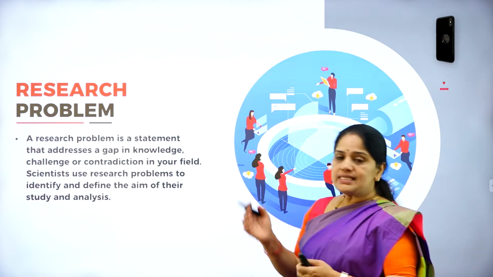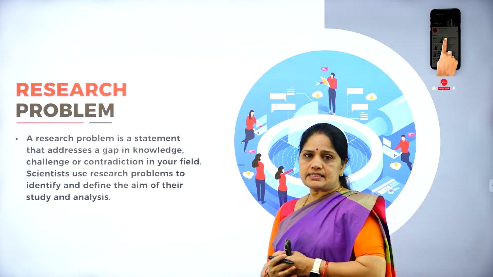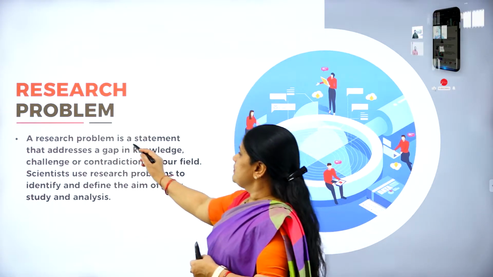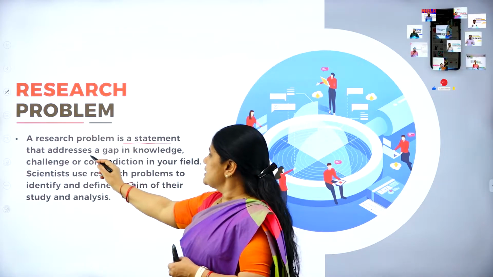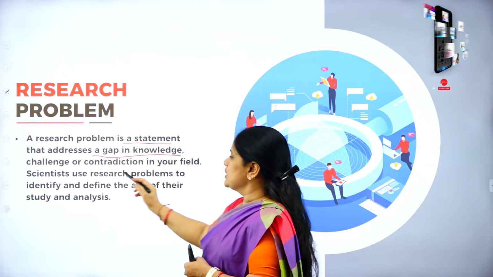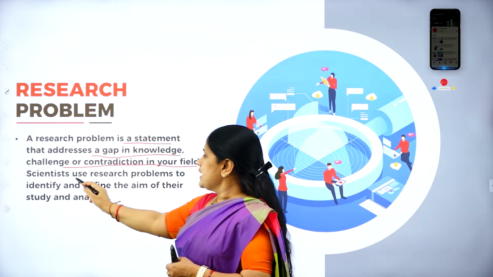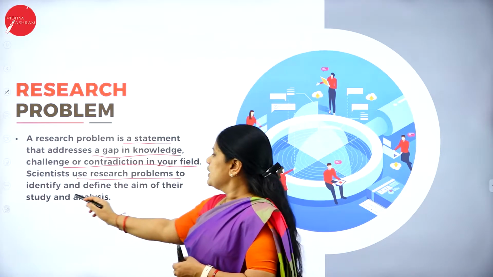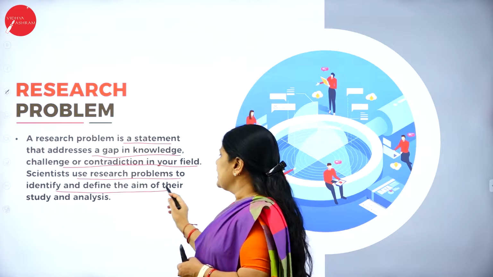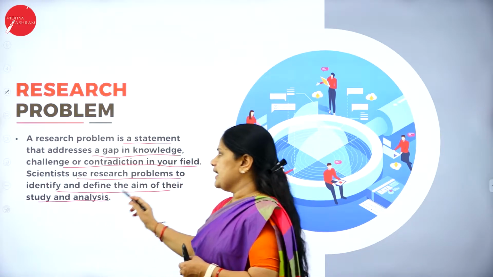Now, what is a research problem? How do you define a research problem? A research problem is a statement that addresses a gap in knowledge, challenge or contradiction in your field. Scientists use research problems to identify and define the aim of their study and analysis.